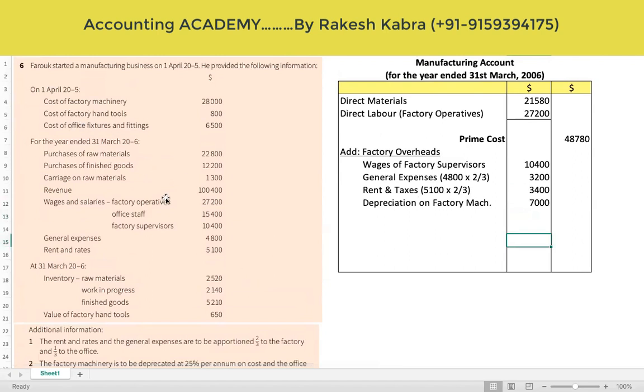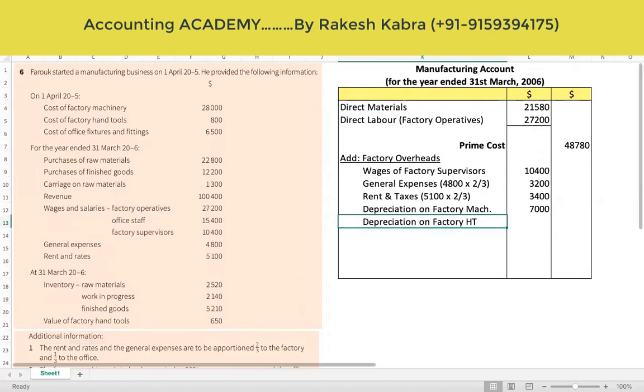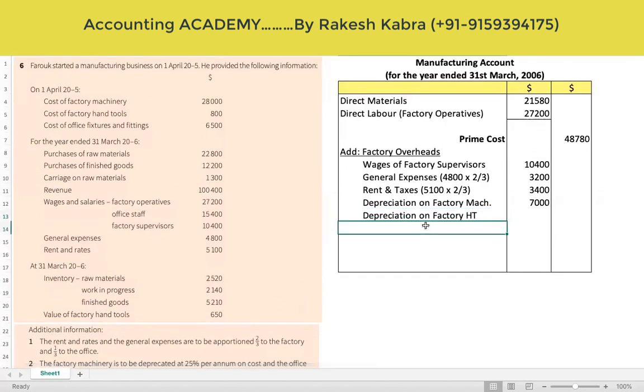On hand tools. Depreciation on factory hand tools. HT written. HT means hand tool, right? So how to calculate that? Here we have to take the revaluation method: opening inventory plus purchases minus closing.